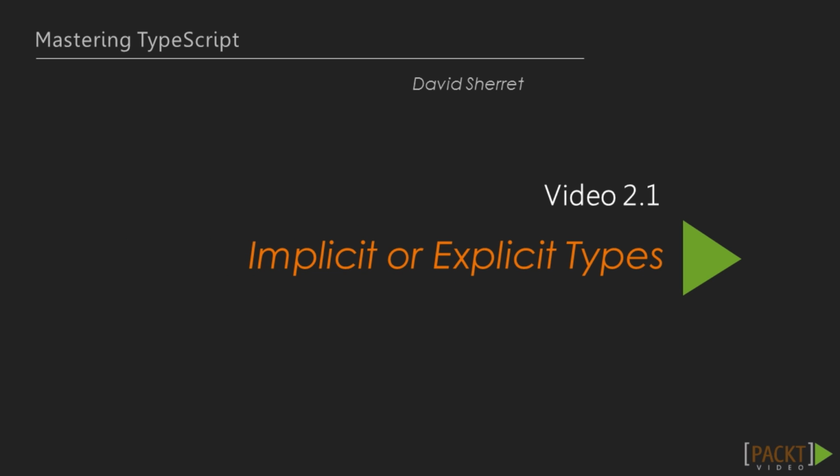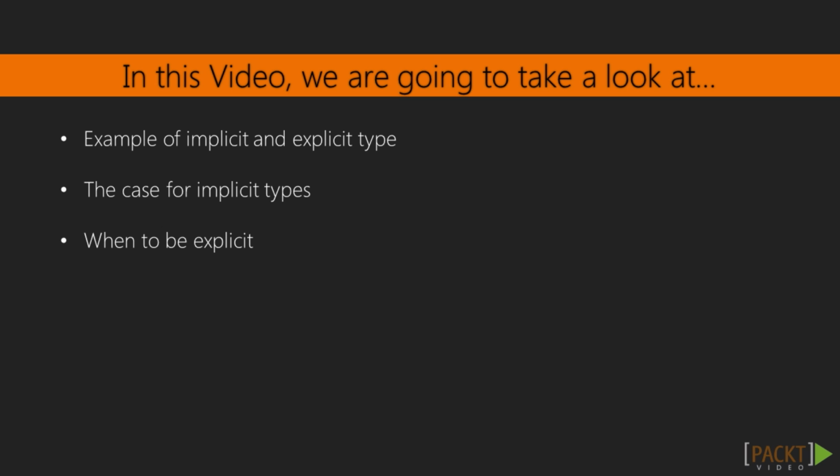While writing the sample application, some decisions had to be made about when to explicitly define a type. In this video, we're going to look at how we can decide between implicit or explicit types. First, we'll make sure we understand what we mean by implicit and explicit types. Second, we'll look at the case for using implicit types when able. And finally, when we should be explicit instead of implicit.